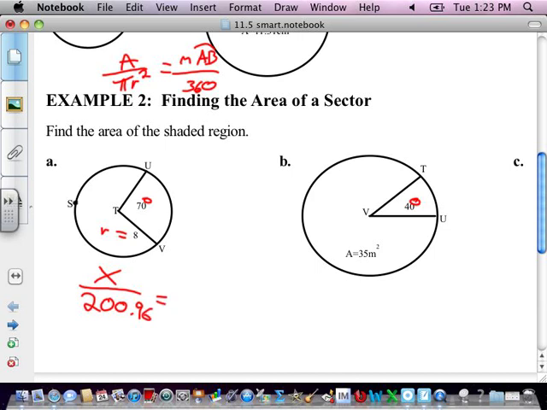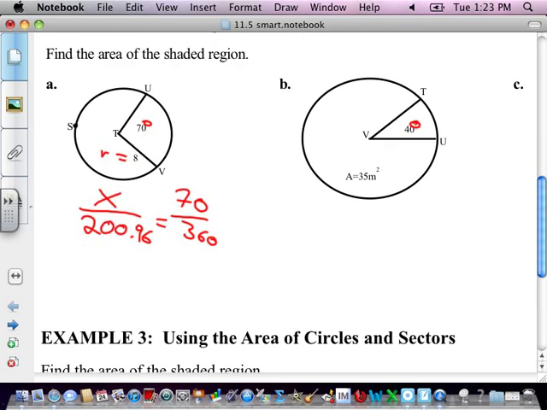I got 200.96. 201.06. Yep, let's just round it up. You probably put pi instead of 3.14. Yep. Equals the angle, which is 70. Would it matter if we put 360? You mean 201? No.